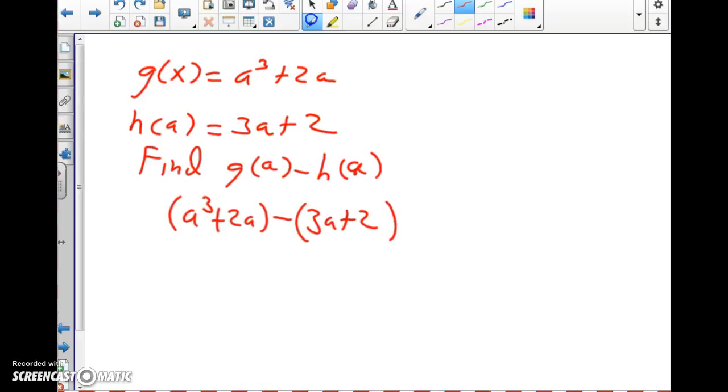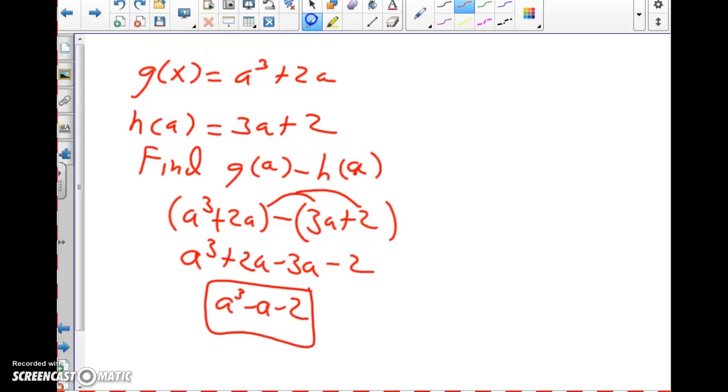Okay, what's the next thing you do? You distribute the negative again, right? Like this and like this. Okay, so you get this minus 3a minus 2. Okay, now combine your like terms, so what do you end up with? A cubed minus a minus 2. You got it. Good job. That's right. There's the answer there. Okay.